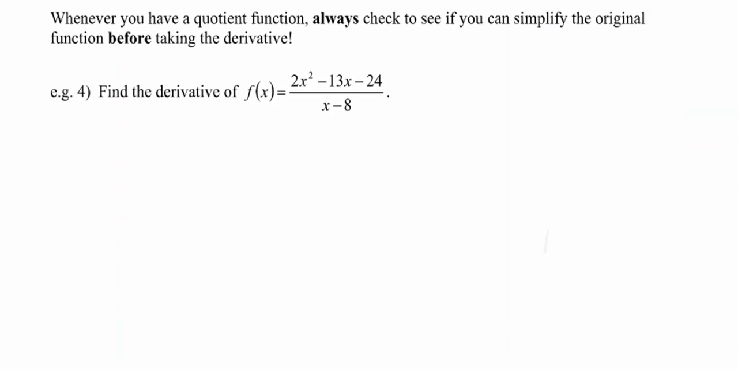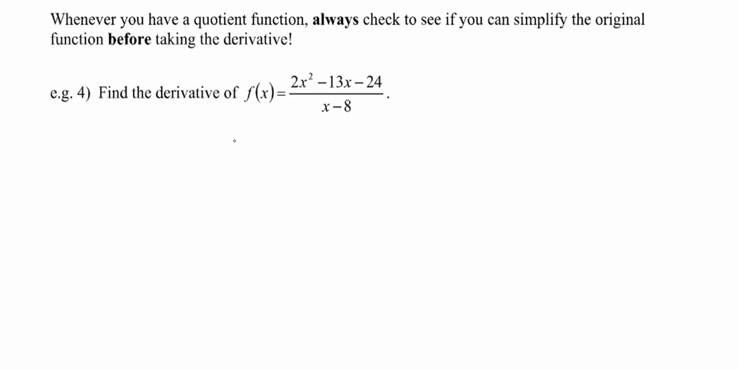Next one. Okay, so they kind of show you up here too, right? Whenever you have a quotient function, always check to see if you can simplify the original function before taking the derivative. That kind of goes with what I was saying above, right? You want to see if you can simplify these things down first, because the quotient rule kind of sucks. Right? What I mean by that is it really adds a lot of extra stuff there. So if we can get away without using it, we should. But sometimes you can't, right? So you have to use it.